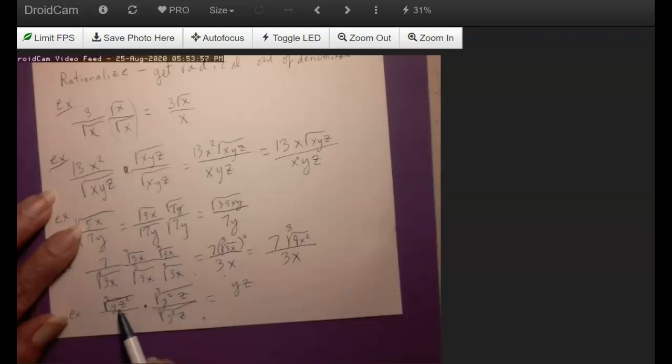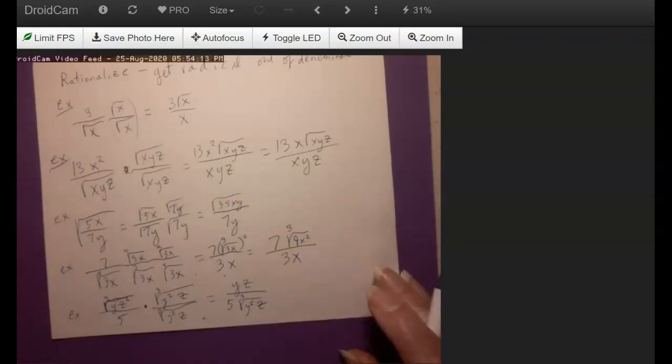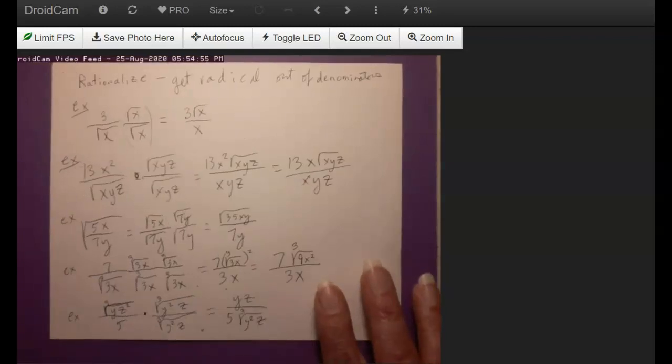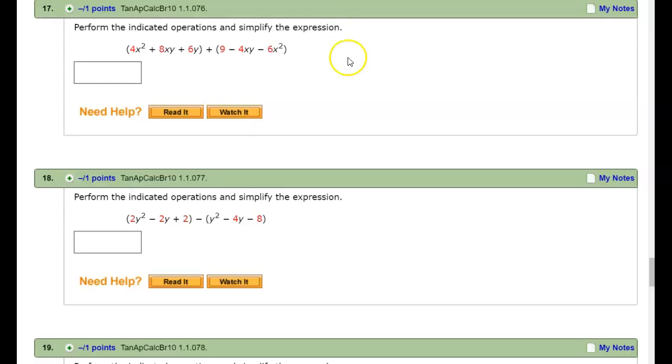I'm just popping out a y and a z here because when I do y cubed and take a cube root, I get a y. Z squared times z will give me z cubed. Take a cube root, I get a z. So this becomes 5 cube root of y squared z. So you'll rationalize some numerators and denominators all the way through problem number 16. 17 is a little different.